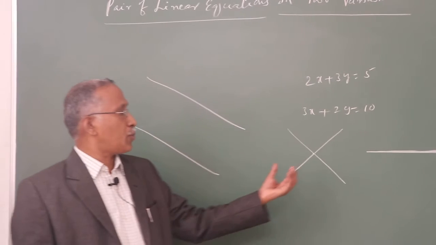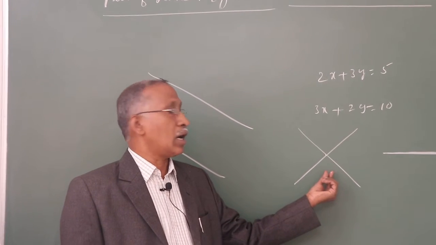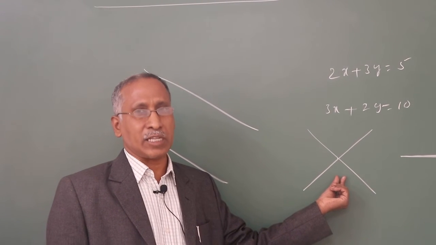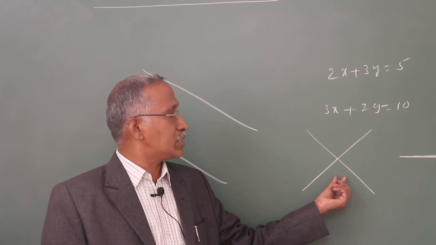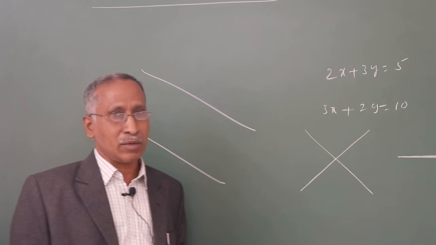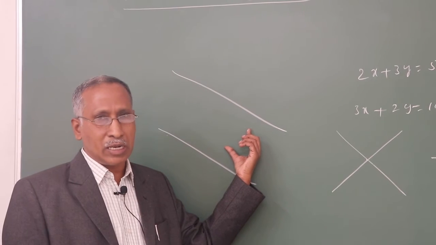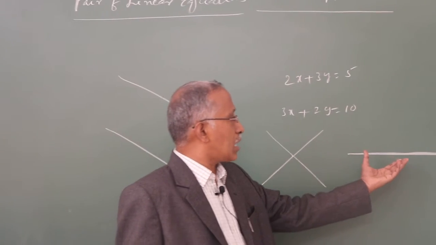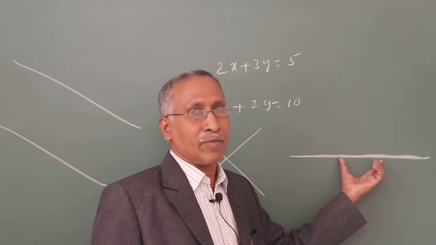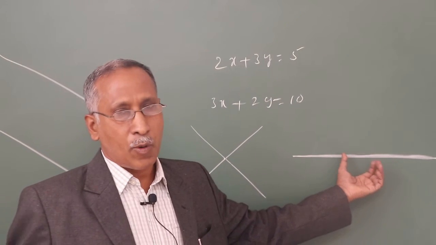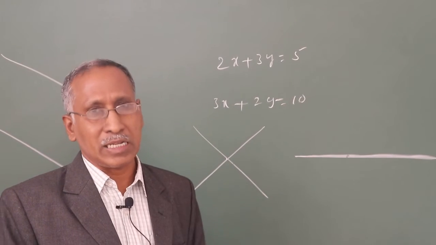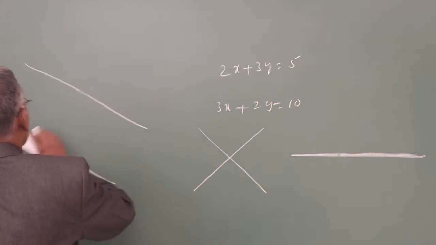Take any plane, if you are drawing two line segments, always these three possibilities will be there. First possibility, those line segments may intersect with each other at one point. Then we say that they have a unique solution. When they are parallel, there is no solution. When the lines are coinciding with each other, there are infinite solutions. About this, one by one we can discuss later.